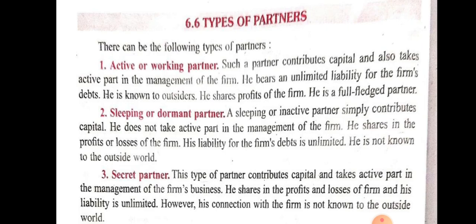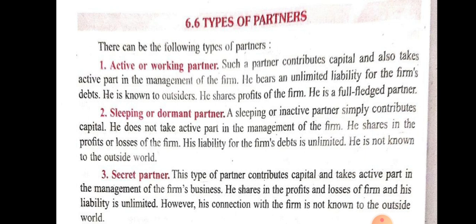Now let us look into the types of partners. There can be the following types of partner. Number 1, active or working partner. Such a partner contributes capital and also takes an active part in the management. They have unlimited liability, and the active partner is known to everyone outside, like they are known as the partners of the company. They are the full-fledged partners and they take an active part in the management.